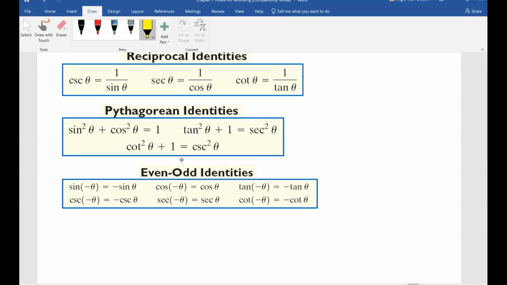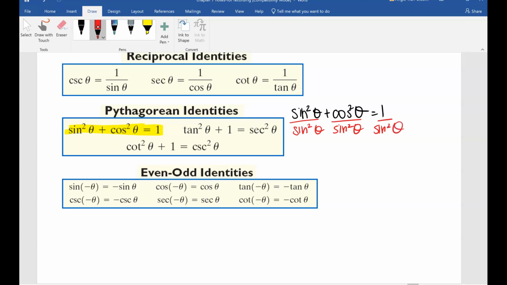Now, these 3 right here are ultra important, and you must have memorized them by now if you didn't already from last year. The first one is sine square. Let me write this out, and I'm going to show you how to get the other 2 very quickly. This is called the Pythagorean theorem for trig. If I take sine square plus cosine square equals 1, and divide each and every term by sine square, I get 1 plus cosine square over sine square, which is cotangent square of theta. And 1 over sine square, that's a reciprocal function, so that's cosecant square of theta. Now, that's how they came up with this right here.